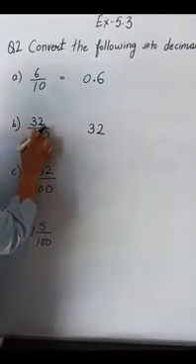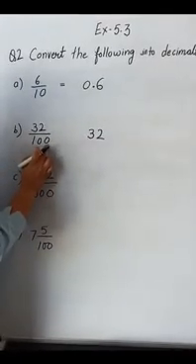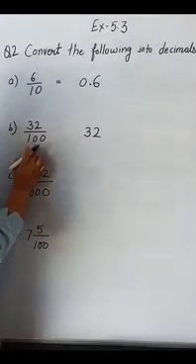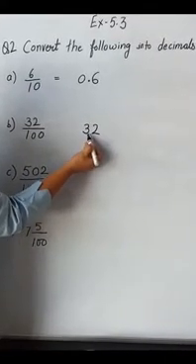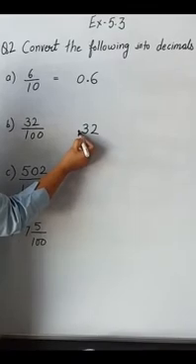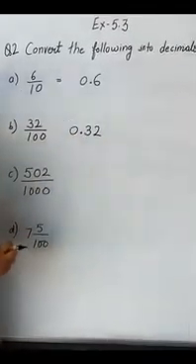Now part B, we will write the numerator first. The numerator is 32, I have written it. Now here two zeros are there in the denominator, so we will put the decimal after two digits from the back side. 1, 2. Now we will put the decimal here. Then we will write 0.